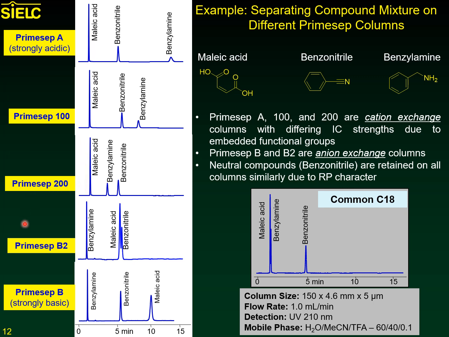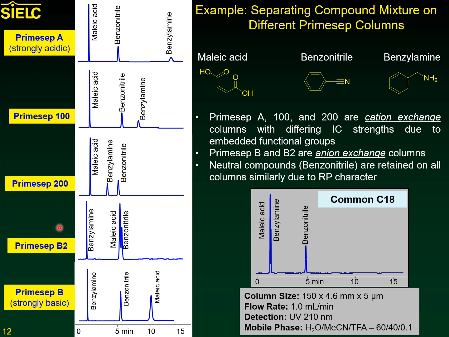Now, if one were to switch over to the anion exchange columns, now the benzylamine and the maleic acid essentially switch roles. The benzylamine does not participate in anion exchange with these columns, either the B or the B2, which is why it elutes earliest. The benzonitrile is still the neutral compound of the three and elutes at relatively the same retention time as it did in the cation exchange columns. However, the maleic acid is effectively deprotonated and participates in anion exchange with the stationary phases.